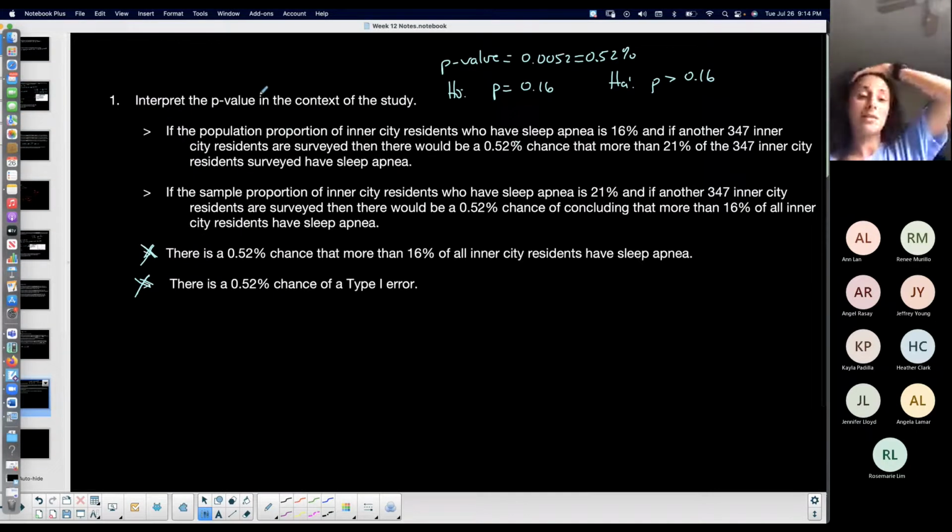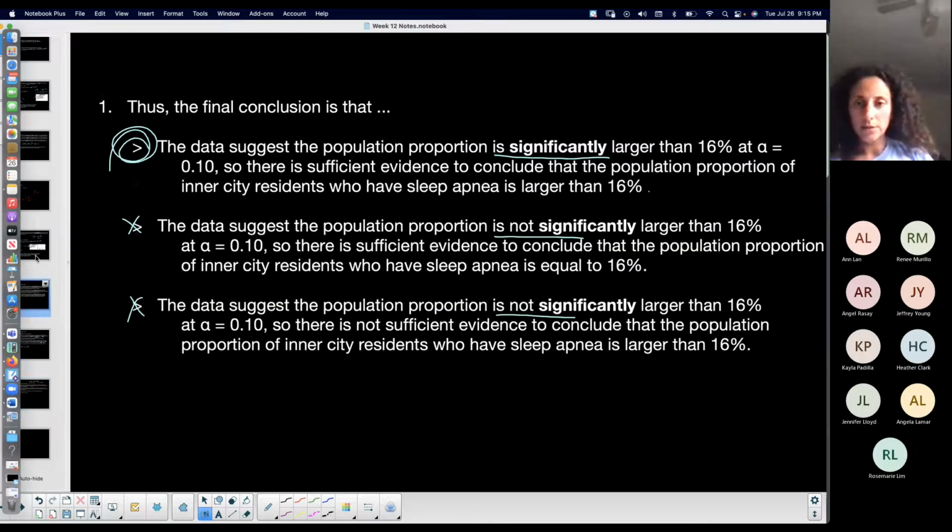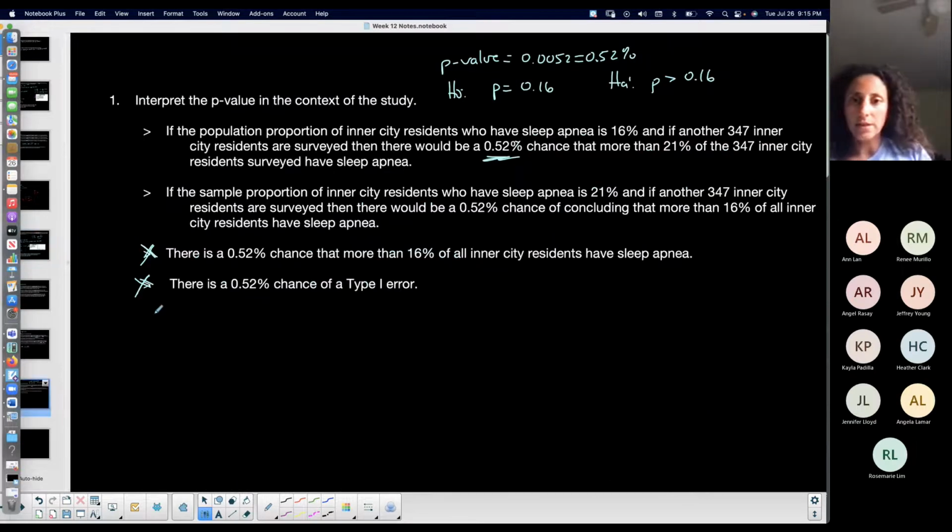So right now I'm looking at A, because this is following the null hypothesis. The population proportion of inner city residents who have sleep apnea is 16%. That's the null. And if another 347 inner city residents are surveyed, then there would be a 0.52% chance that more than 21% of the 347 inner city residents surveyed have sleep apnea. Where'd they get the 21%? Did I copy the wrong one? Let me go back. P hat was 21%. So let's write that down too. P hat was 0.2104, which is approximately 21%, right?